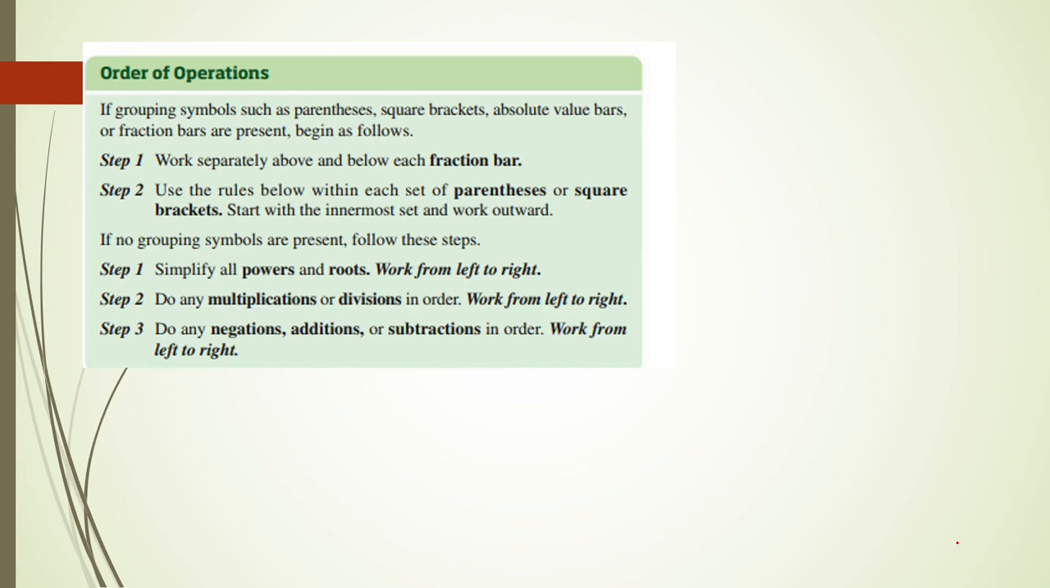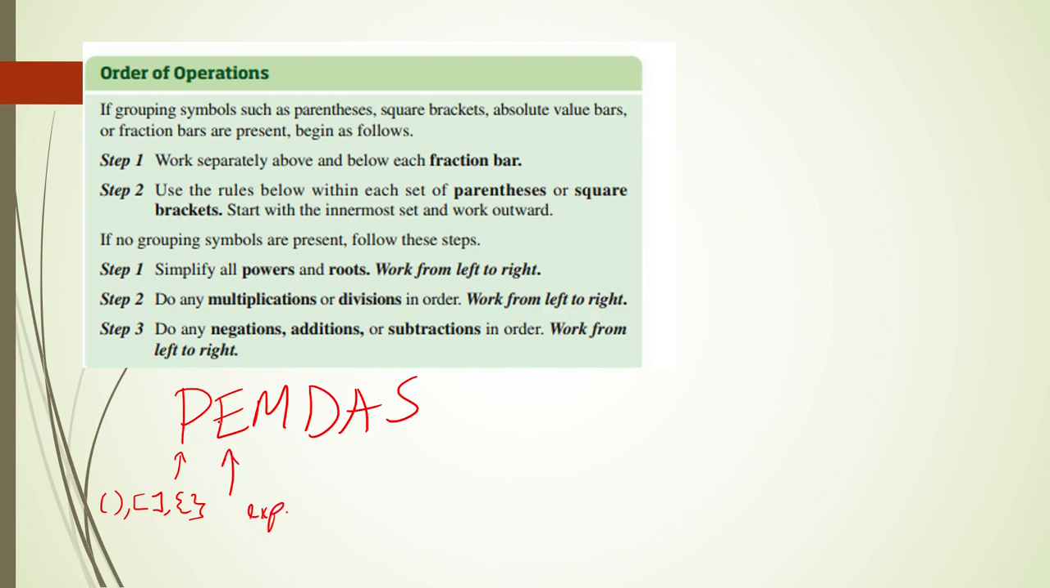Do any negations, additions, or subtractions in order. Work from left to right. Now, a lot of you are probably familiar with PEMDAS, and that's what I usually use for these types of problems. The P tells me I have to start with parentheses, brackets, curly brackets, or other grouping symbols. The E stands for the exponents. I have to do those next. The M is for multiplication, and the D is for division.